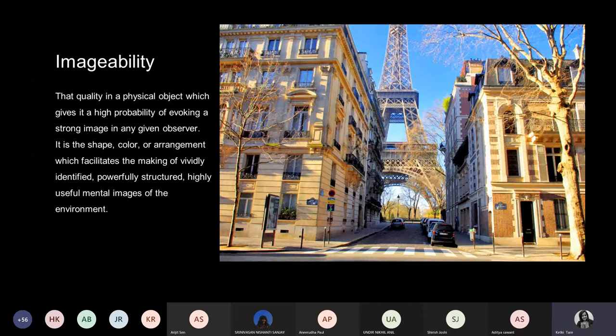So usually imageability is associated with the shape, color, or arrangement, which facilitates the making of vividly identified, powerfully structured, highly useful mental images of the environment.